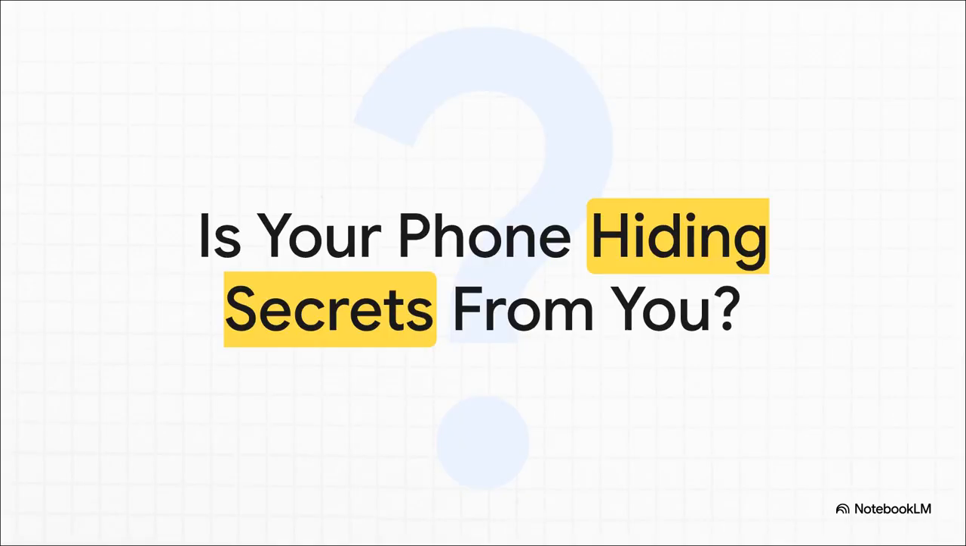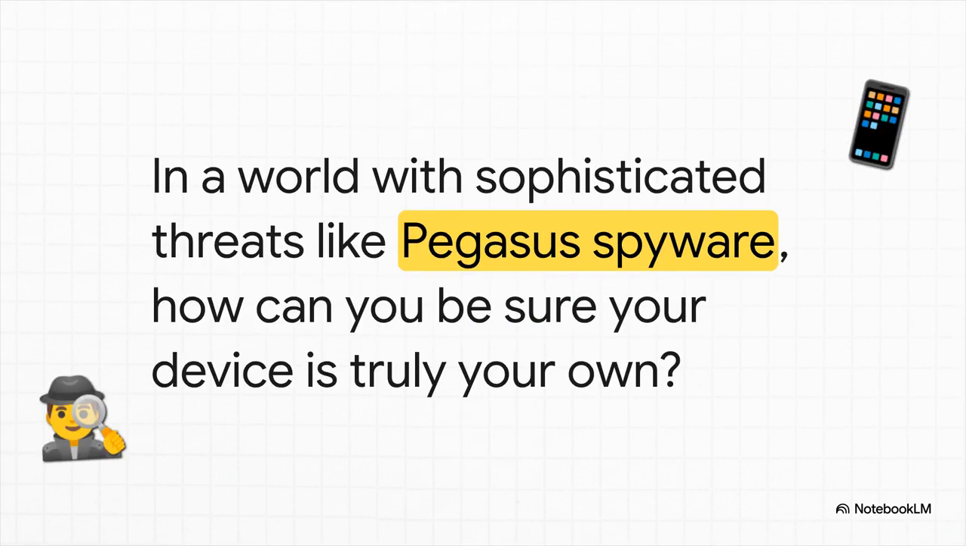It's kind of an unsettling question, isn't it? I mean, we trust these little devices with absolutely everything. But in an age of super sophisticated digital threats, how much do we really know about what's happening behind the screen? And look, this isn't just being paranoid. High-level spyware, stuff like Pegasus, is a very real threat. It's literally designed to be invisible. That makes it more important than ever to have tools that let us check our own devices. This is how we start to fight back.